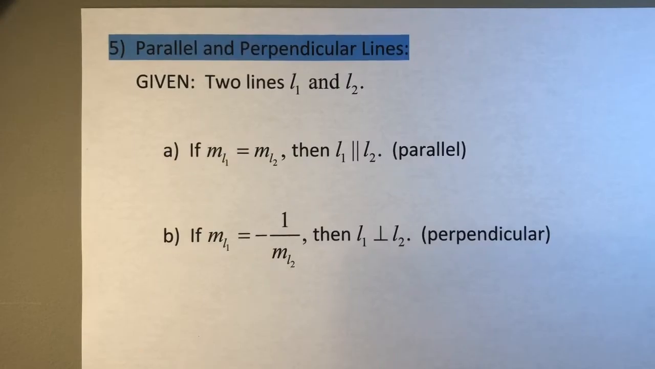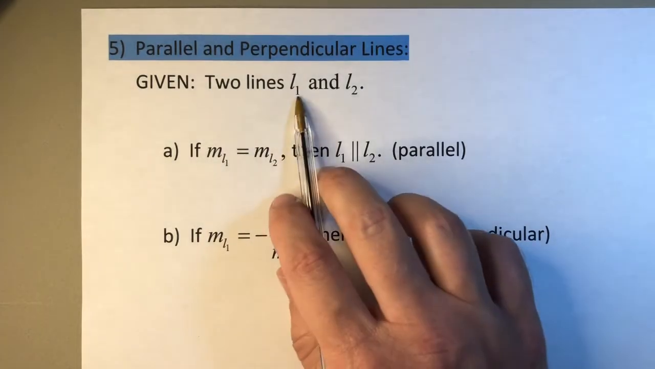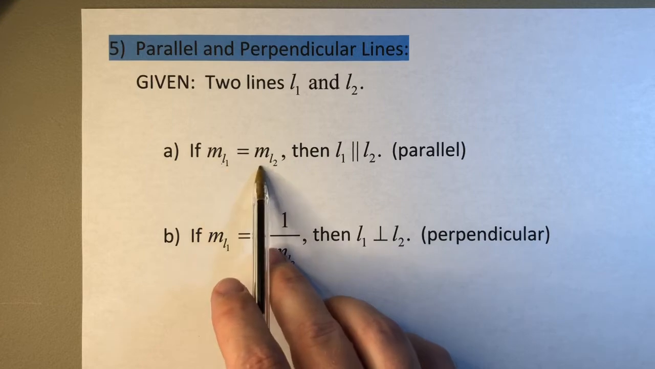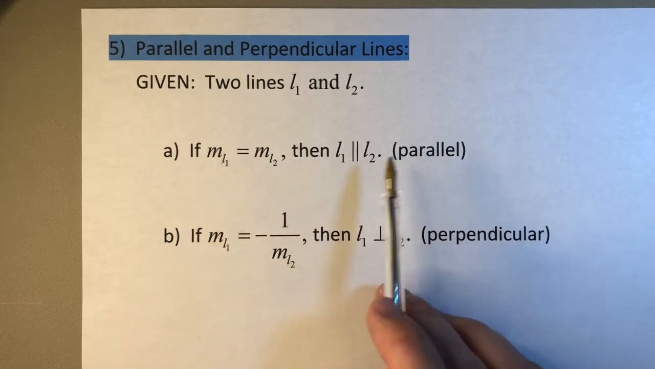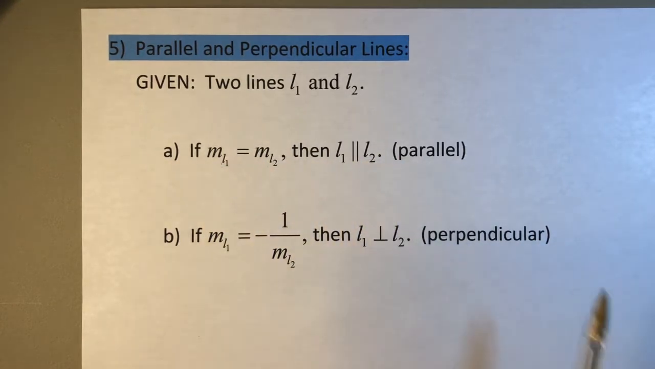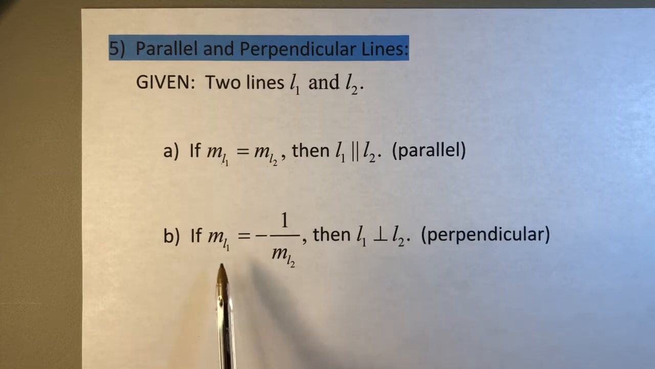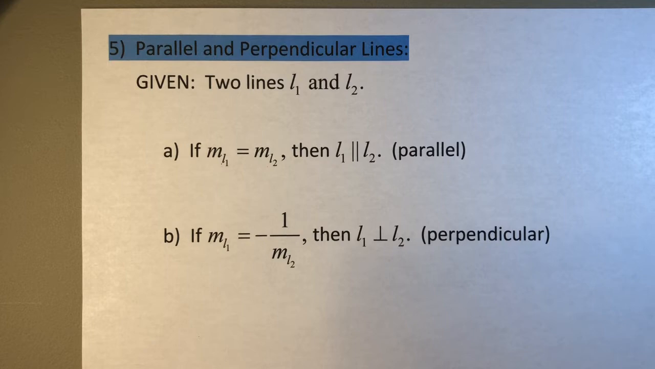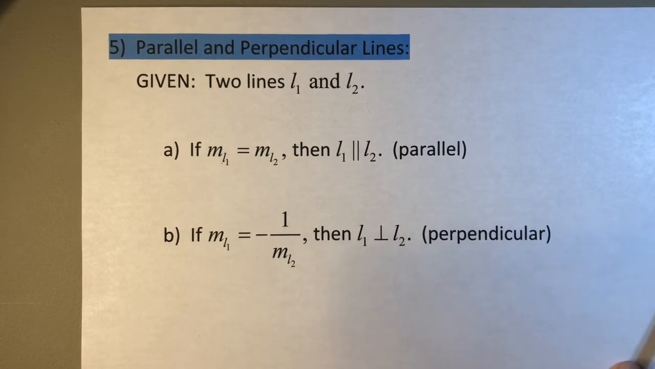The last thing I want to look at in section 2.1 are parallel and perpendicular lines. Given any 2 lines, if their slopes are equal, then the 2 lines are parallel. If the 2 slopes are negative reciprocals of one another, then the 2 lines are perpendicular.